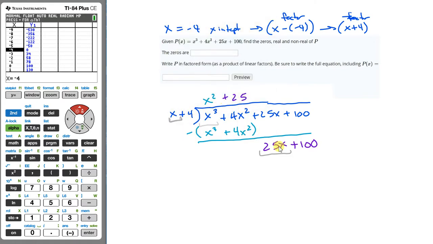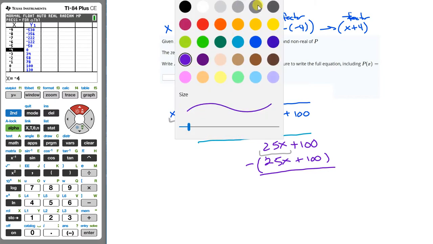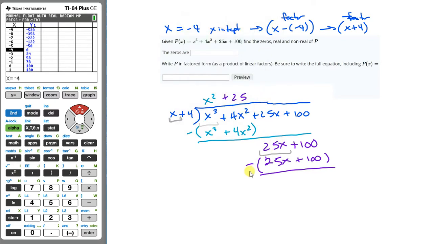25 times x would give me the 25x. 25 times 4 is 100. I'm going to subtract all of that because it's been accounted for, and I'm left with what? I'm left with needing a drink. 25x take away 25x is 0. 100 take away 100 is 0, so I end up with 0.